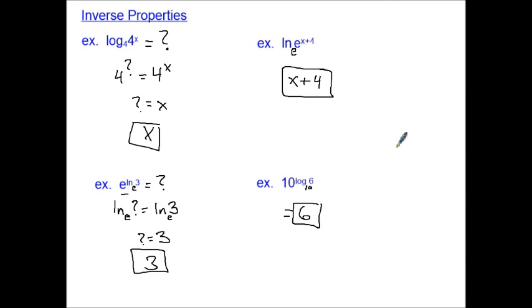So again, the top two you're going to see a lot more often than the bottom two, but it's just one of those things. Keep it in your bag of tricks, because every now and then it shows up and is handy to have.